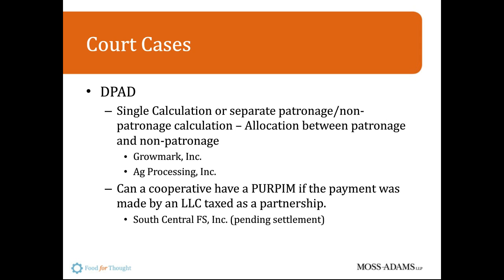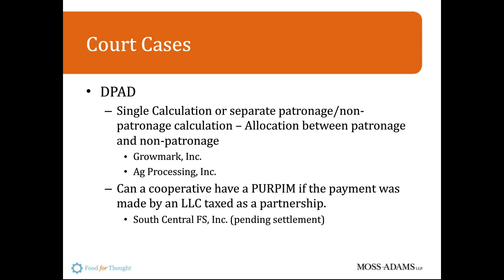And so it seems logical that a cooperative should be able to use its DPAD deduction against its non-patronage activities. Overall, it's still just reducing one layer of tax. It's just depending on whether that's done at the co-op level or at the farmer level.